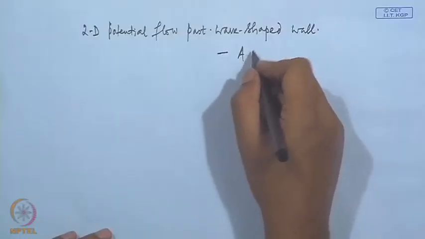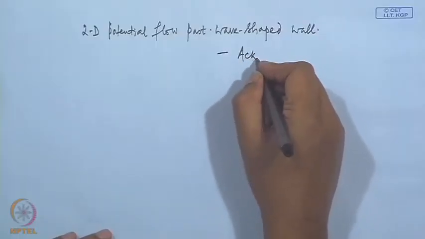So, we will take up a couple of examples to illustrate this application of linearized theory, and the first problem that we will take up is two dimensional flow past a wave shaped wall, a very well known classical problem, also popularly known as Eckert's problem.